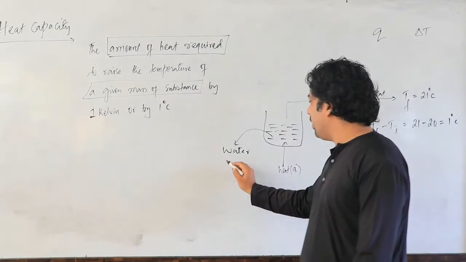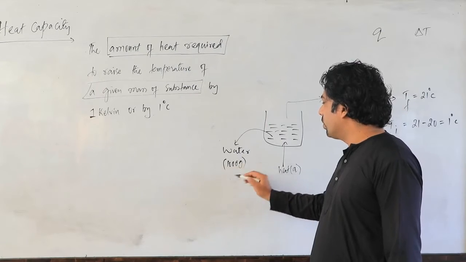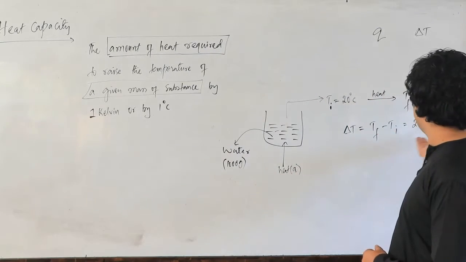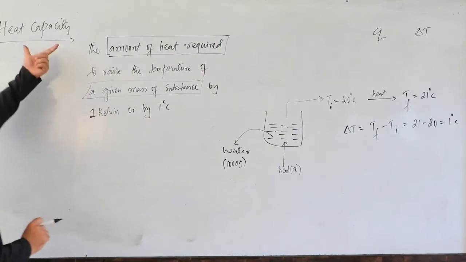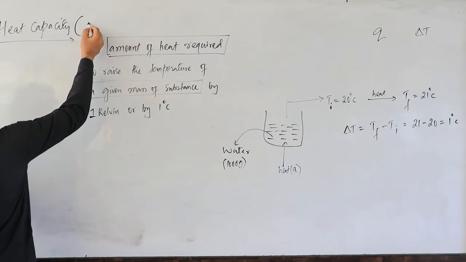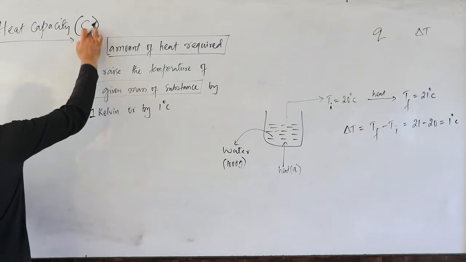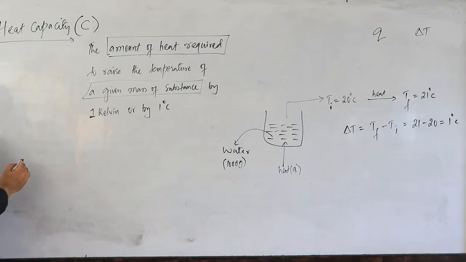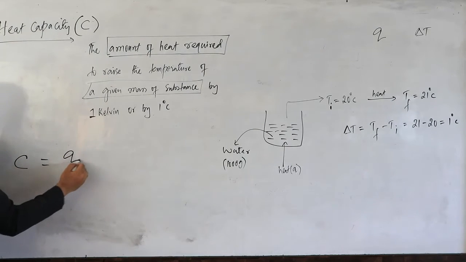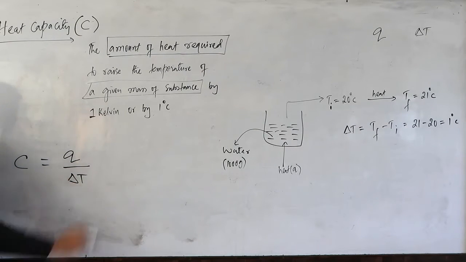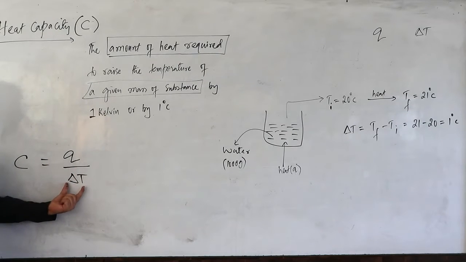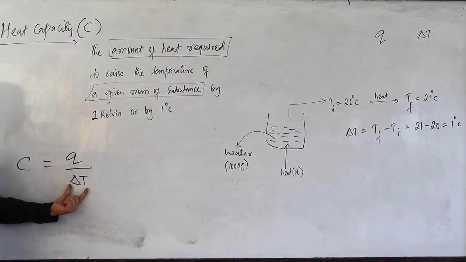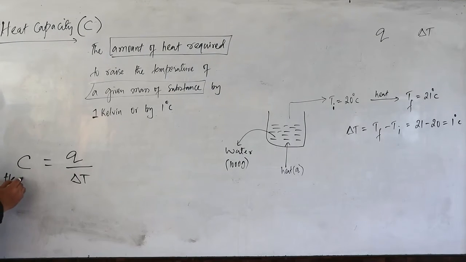Let us suppose I will take here 1000 grams of water. Yes or no? So I am raising the temperature by 1 degree Celsius. Now my dear friends, what is the expression for the heat capacity? The symbol for the heat capacity is C. So C will be equal to Q upon delta T. What is Q? Q is the heat supplied to the given mass of a substance, and delta T is basically the rise in temperature. So this guy is your heat capacity.